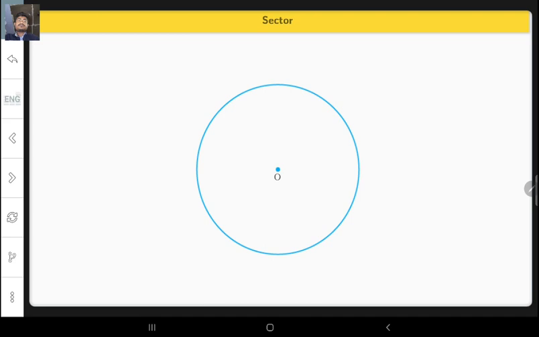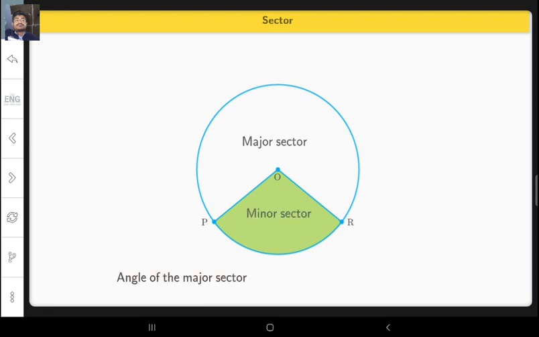The portion bounded by two radii of a circle and their corresponding arc is known as the sector of the circle. The portion bounded by two radii and the major arc of a circle is known as the major sector of the circle. The portion bounded by two radii and the minor arc of a circle is known as the minor sector of the circle. The angle of the major sector is always equal to 360 degrees minus the angle of the minor sector.